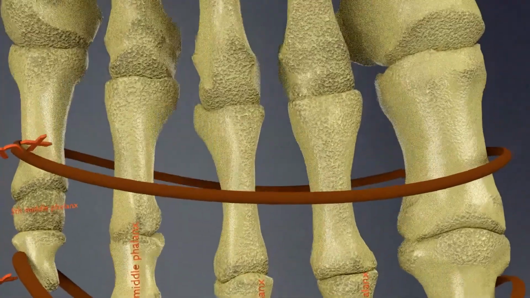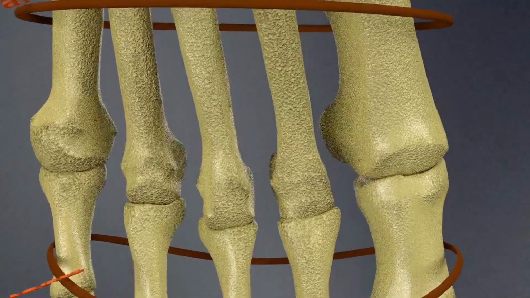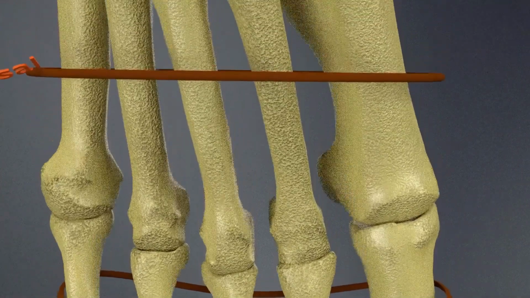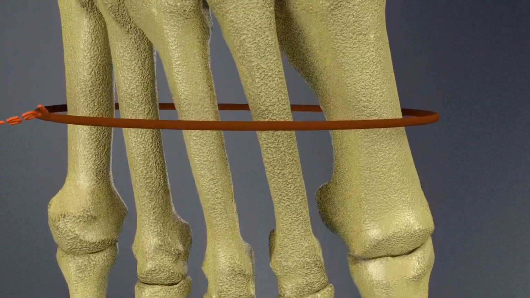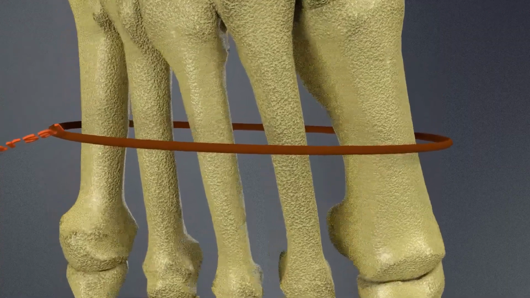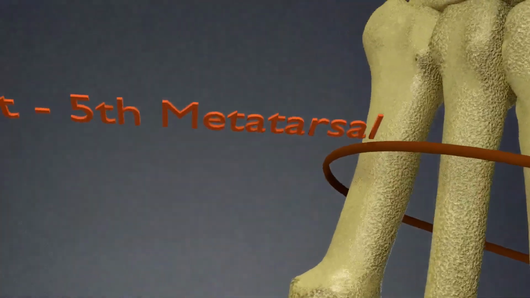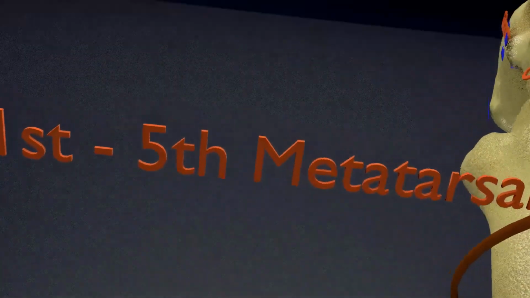Now you can see here the proximal ends of the proximal phalanx articulating with the respective metatarsals. Moving proximally, you can see the first to fifth metatarsals radiating distally from the tarsals. Let me add up here some common fractures of metatarsal bones.